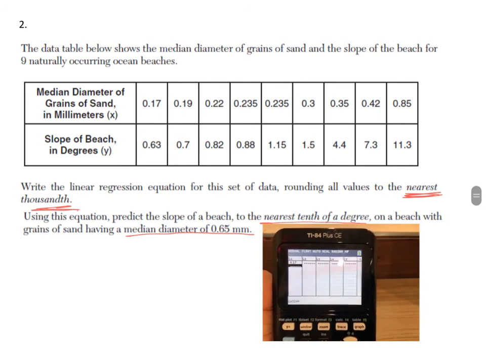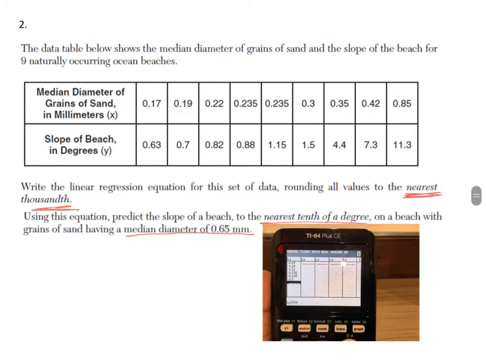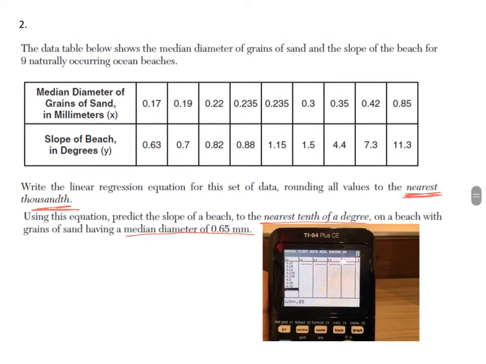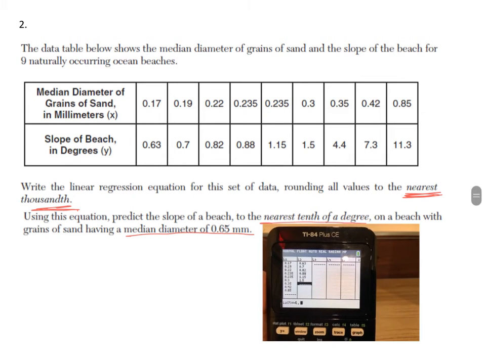So 0.17, 0.19, 0.22, 0.235, 0.235, 0.3, 0.35, 0.42, 0.85, 0.63, 0.7, 0.82, 0.88, 1.15, 1.5, 4.4, 7.3, 11.3. So you got all these values.